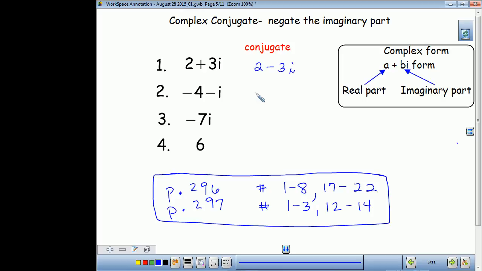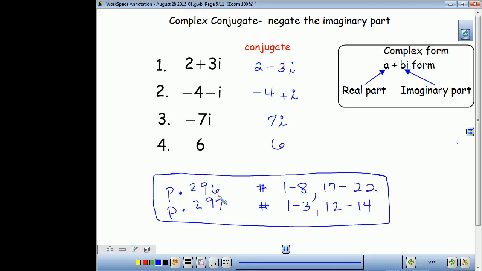If we just negate the imaginary, the conjugate would be negative 4 plus i. Do you see how the real number part doesn't change? Just the imaginary. Okay, so if we negate the imaginary, the conjugate would be 7i. There's no imaginary, so we'd actually never really use the conjugate on this. Any questions about the conjugate?